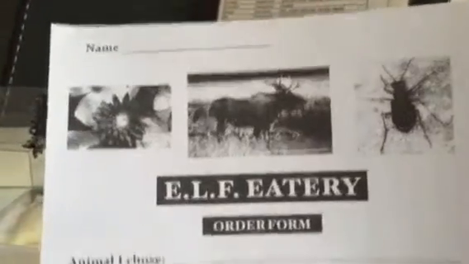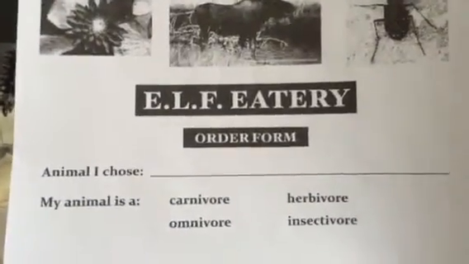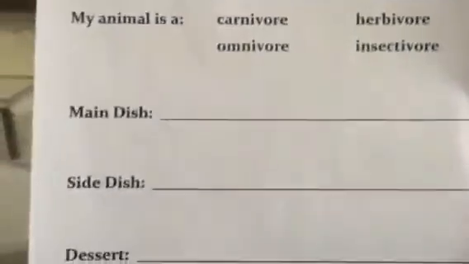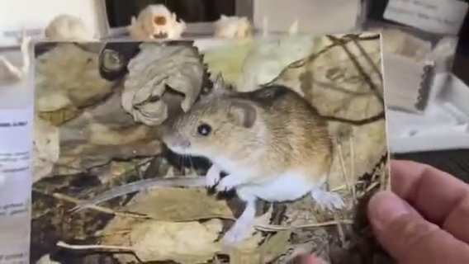Each student will also get their own elf eatery form to fill out with their name and their animal, and then they're going to need to classify what kind of animal they have, and then you can pick from the restaurant card for what they're going to eat. To choose animals, we have 23 animal cards, and each animal card is a picture of an animal, and then on the back it says this one is a mouse.